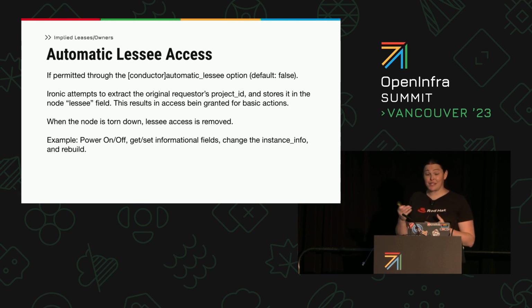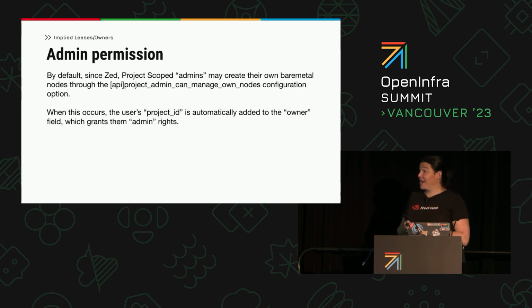And commonly, this is because people were asking for machines to be rebuilt in physical environments. And now, in Z, we also added the ability for project scoped admins to create their own nodes and have the owner field automatically set based upon their project ID. Simple, small little things to make operators' life easy. It's what Ironic is really about.